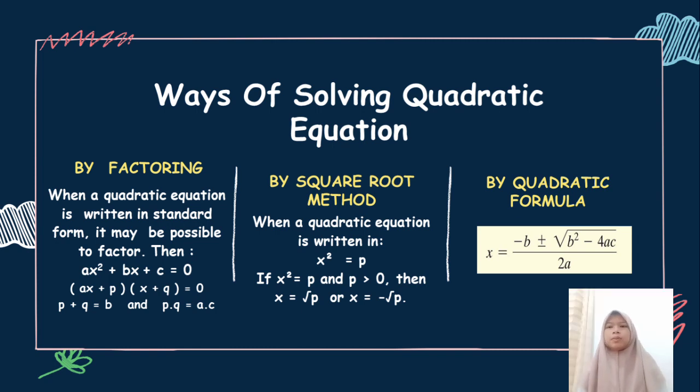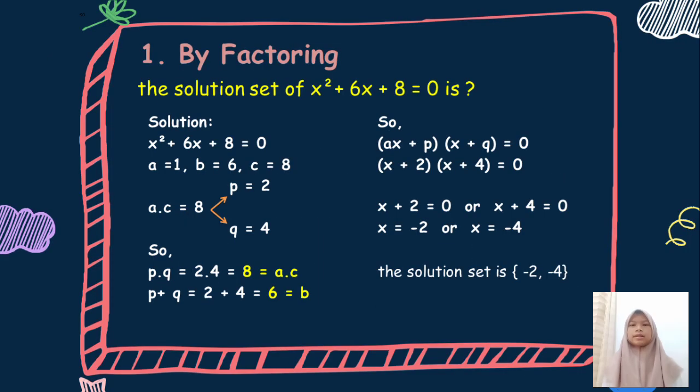The third way is by the quadratic formula. The formula is x equals negative b plus or minus the root of b squared minus 4ac, all over 2a. We can call this a magic formula for solving quadratic equations. Why? Because any form of quadratic equation can be solved, from simple equations to complex equations. Next, let's see the example for the factoring way.